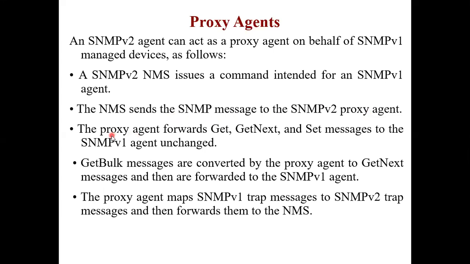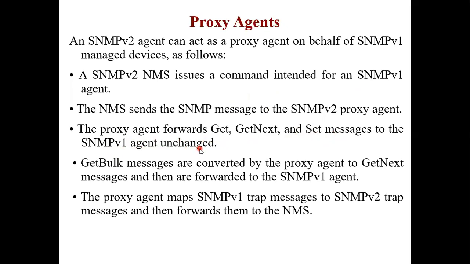So what the proxy agent will do is, the proxy agent will forward the get message, get next message, and set message to the SNMP version 1 agent unchanged. Version 1 में भी ये messages है, version 2 में भी ये message है. So when I receive a get message, get next message, and set message, what this proxy agent will do is, क्योंकि वो तो same है, I don't require to convert a get message. It's the same. So he will forward that message to version 1 unchanged.